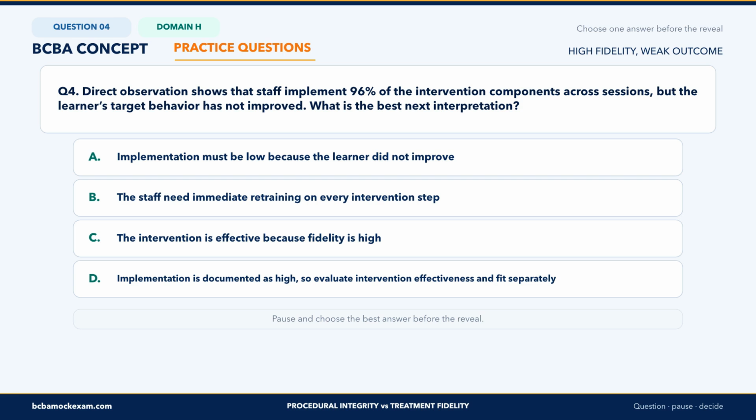Question 4. Direct observation shows that staff implement 96% of the intervention components across sessions, but the learner's target behavior has not improved. What is the best next interpretation? A. Implementation must be low because the learner did not improve. B. The staff need immediate retraining on every intervention step. C. The intervention is effective because fidelity is high. D. Implementation is documented as high, so evaluate intervention effectiveness and fit separately. Before the reveal, ask what the stem proves and what it leaves unknown.